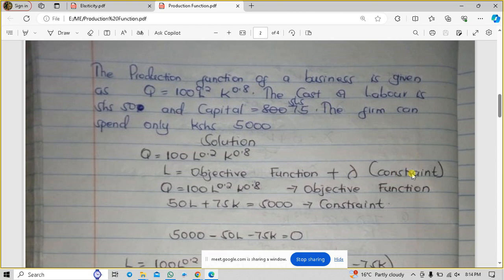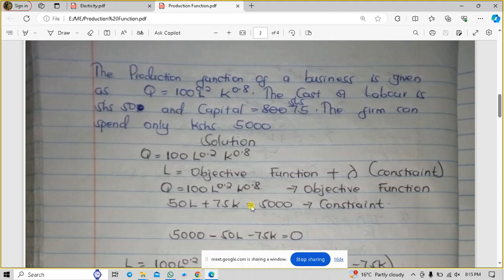Then you have constraint, in brackets, constraint. So you just write objective function plus this symbol, then in brackets constraint. So the objective function in this case is the production function. Q equals 100, L to the power 0.2, K to the power 0.8. So this is our objective function.